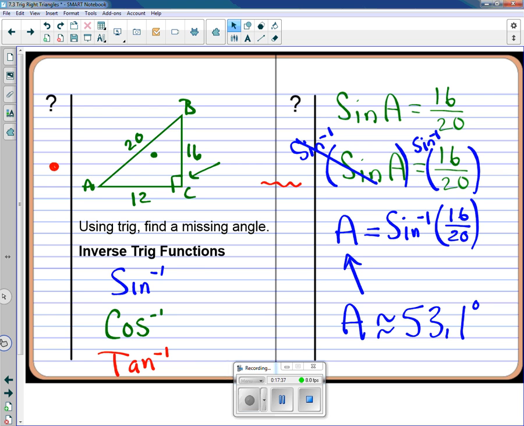I could subtract it from 90 to get the remaining acute angle, or I could create another trig function to find B. I like to do that just in case I make a mistake with finding A. If I subtract it from 90 to find this other acute angle, and I've made a mistake here, B has no hopes of being right. So I always like to just write another trig function, sine, cosine, tangent, and find what that angle is using the same method.